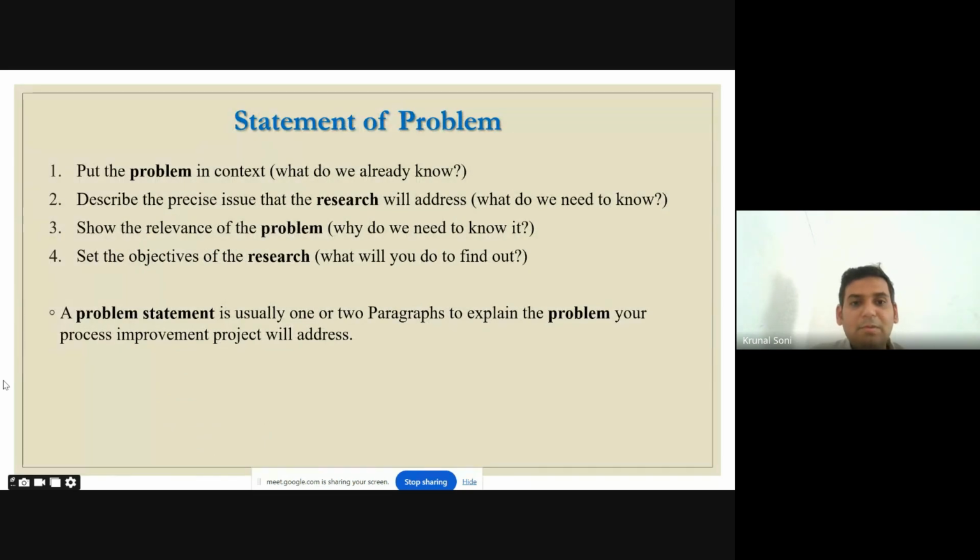So statement of problem, what does the statement of problem need to cover? It is basically done from the literature review. Whatever literature review we are doing, based on that, we have to define certain problems on which the research needs to be carried out, right? So that is called problem statement.